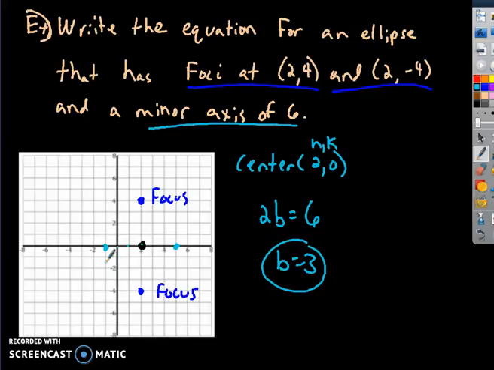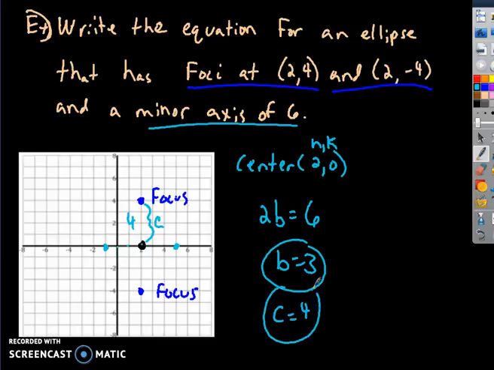And I haven't found my a value. But what I do know is I know b and I know c. If my focus is here, this length here is c, and that length is coincidentally 4 again. So I know c has to be 4.